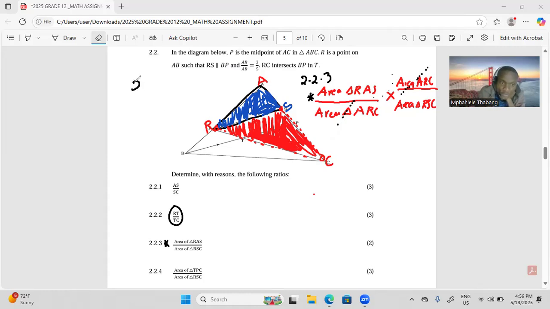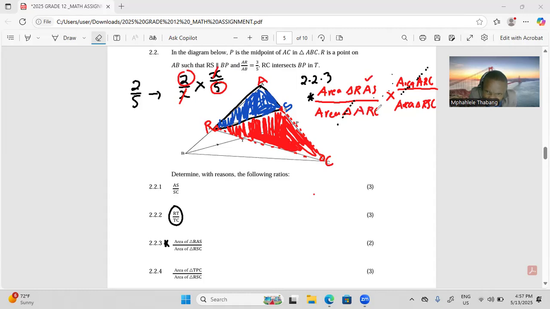2 over 5, I can write it as 2 over x times x over 5. Knowing that x cancels x, this is 2 over 5. So this is the strategy that I've used today. But the key idea is that I wanted to involve the big triangle ARC.